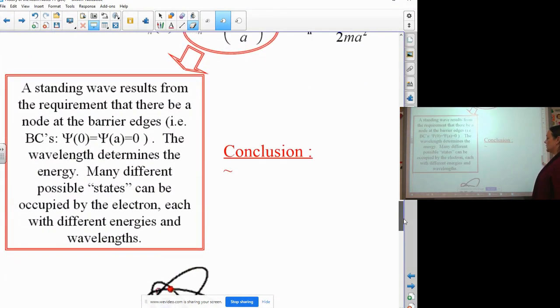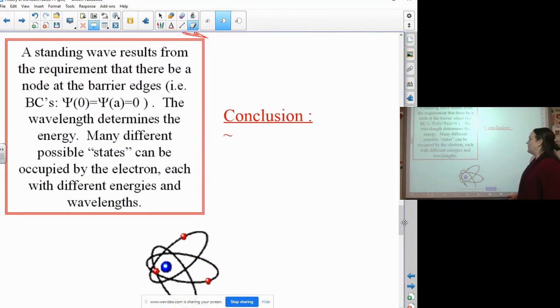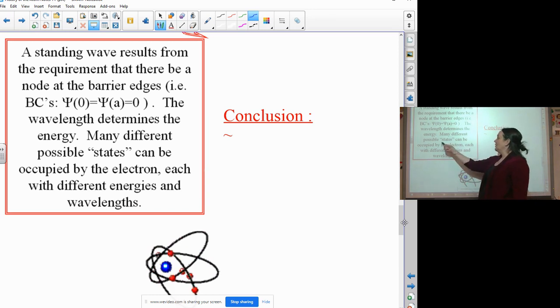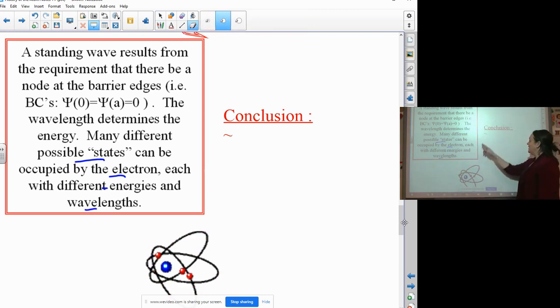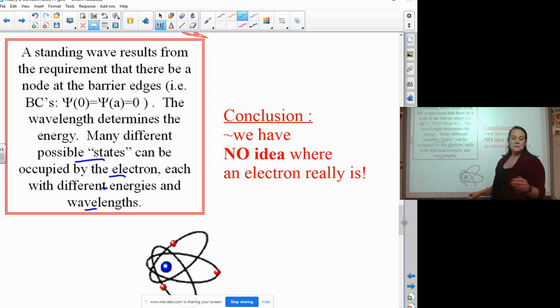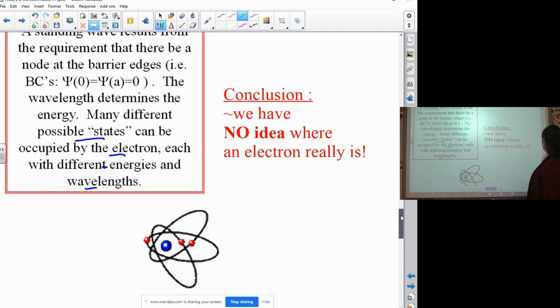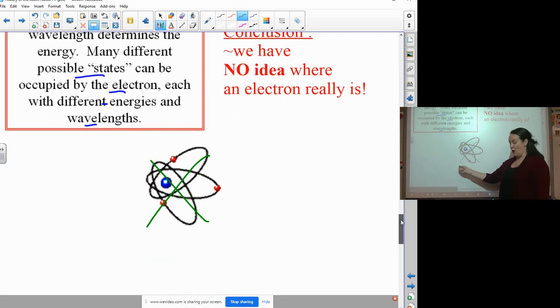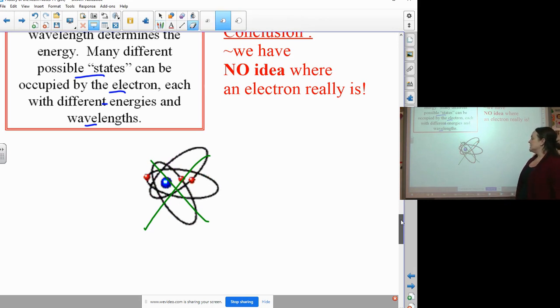And at the end of his equation, it says you basically have many possible states that can be occupied by the electron with different energies and different wavelengths. So in conclusion, we have no idea where an electron ever is at any point in time, which sometimes can seem frustrating, but the idea is that orbits were wrong. Okay, so sometimes when you learn that you don't know something, that proves that what you thought previously was incorrect.